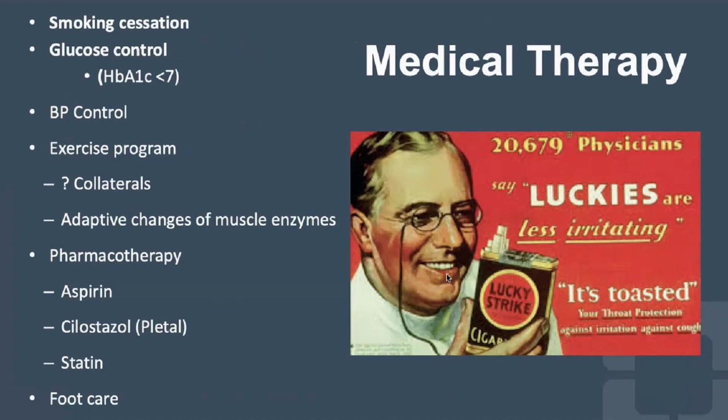These exercise programs, if done properly, are covered by our insurance company, most insurance carriers now, because they've been shown to be very important. They can increase collateral circulation to the leg, and maybe these patients can get through and improve without surgery. And it adapts to changes in their muscle enzymes, their Krebs cycle, and their anaerobic pathway to allow the muscle to work more efficiently.